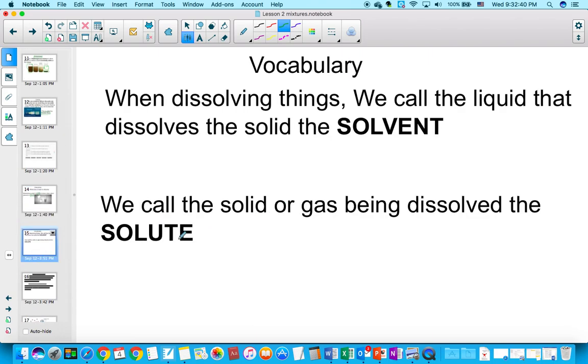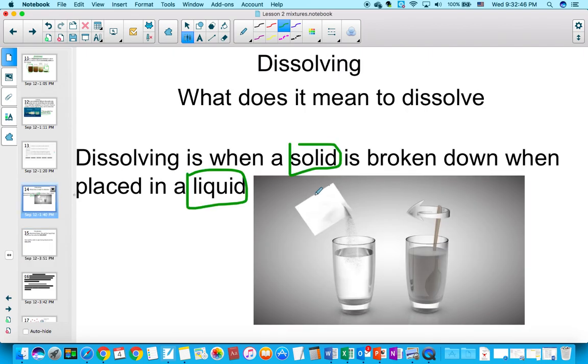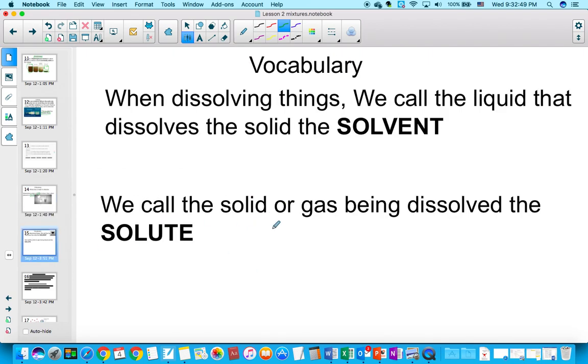So, this is a bit of vocabulary you need to know. When you are dissolving things, for example, sugar in water, you call the liquid that is doing the dissolving the solvent. And you call the thing being dissolved, the solid, and you can dissolve gases too, a solute.